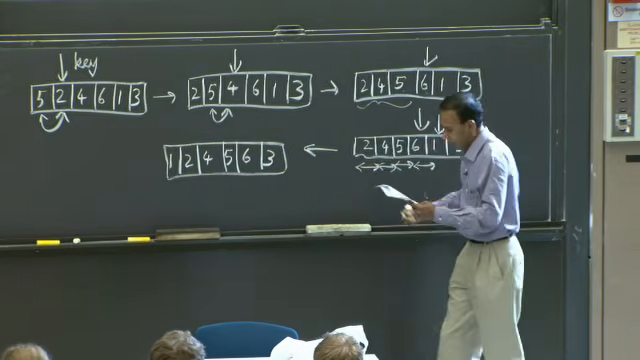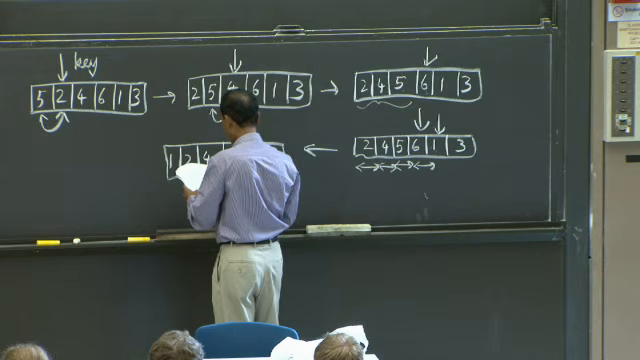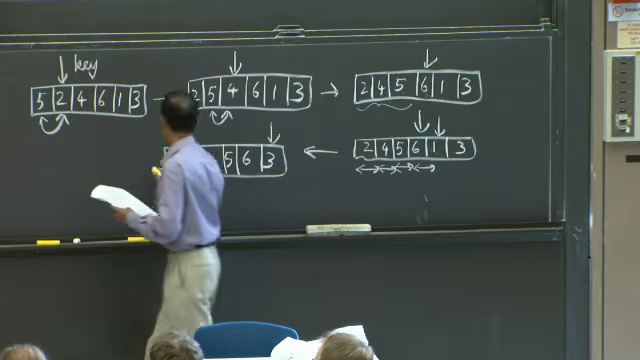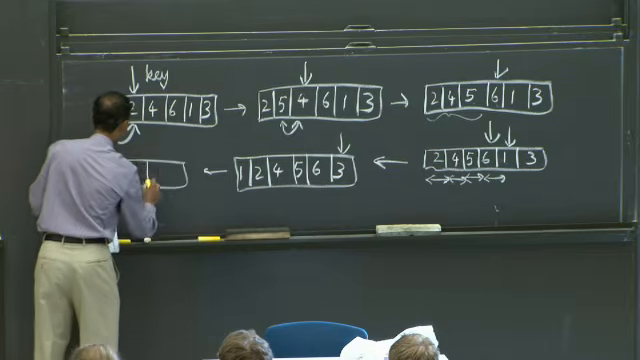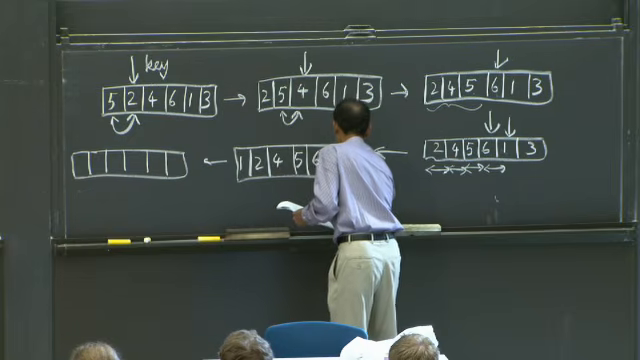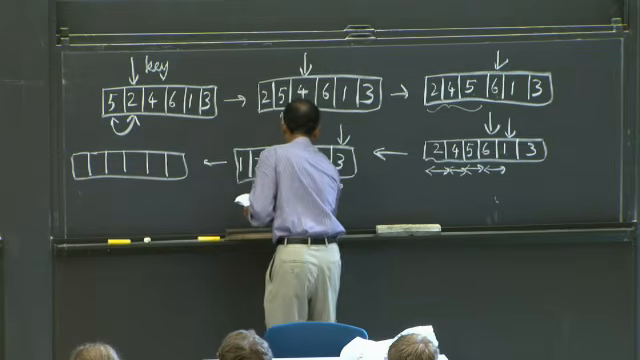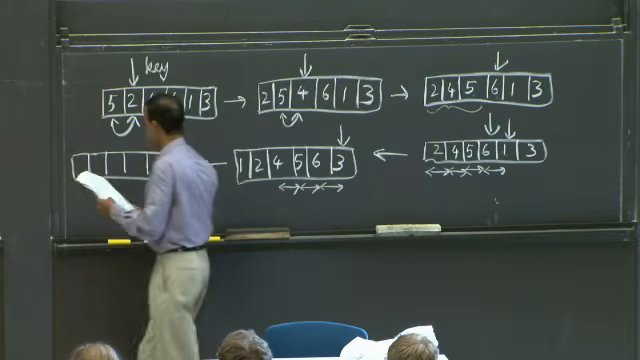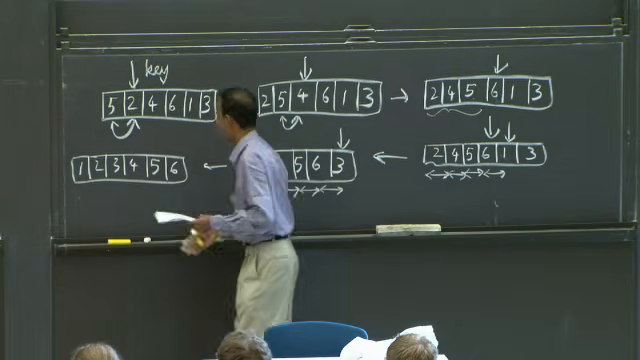So we're almost done. Now we have the key at 3, and 3 needs to be put into the correct position. So you've got to do a few swaps. This is the last step. 3 is going to get swapped with 6, and then 3 needs to get swapped with 5, and then 3 needs to get swapped with 4. And then since 3 is greater than 2, you're done. So you have 1, 2, 3, 4, 5, 6. Okay, and that's it.